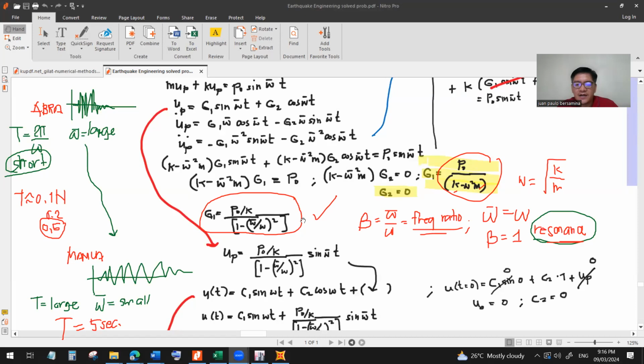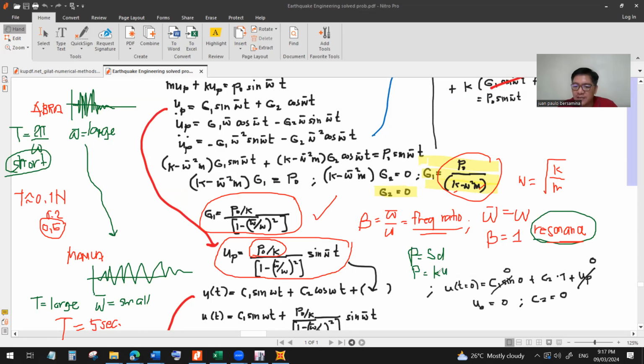Okay? And also, by substituting G1, this is now your U sub P. Okay? And what do you notice here? You notice that there's a term P sub 0 over K. And what is that? From matrix analysis last sem, we've been using P equals SD. Or we can transform that into something like P equals KQ.